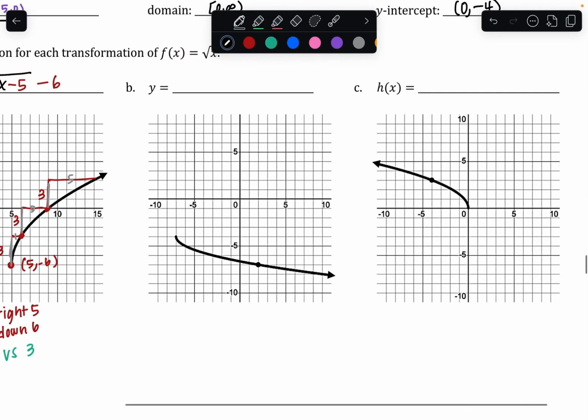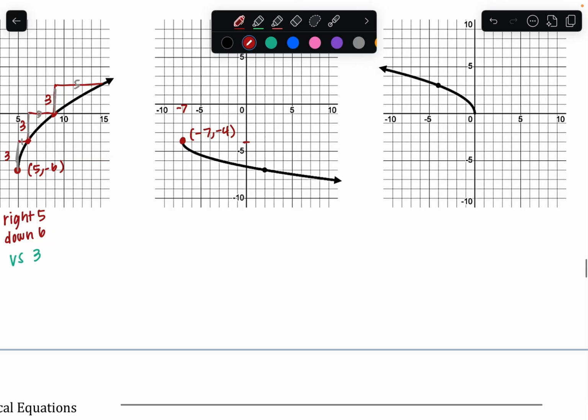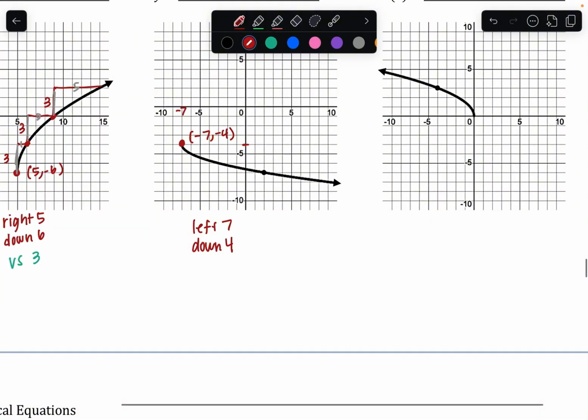Okay, for this next example, I can see my starting point is at (-7, -4). And so that means I moved left 7, down 4. Okay, and then I see that it's also upside down, so that means there was a reflection across the x-axis, a vertical reflection.